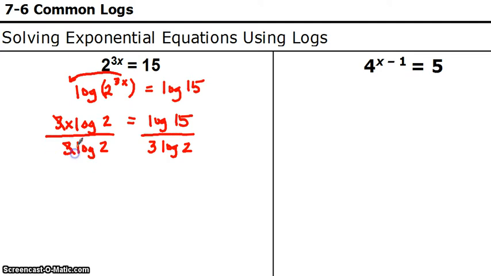All right, so the 3's cancel and the logs cancel. And then I have log 15 divided by 3 log 2. So x approximately equals whatever that is.